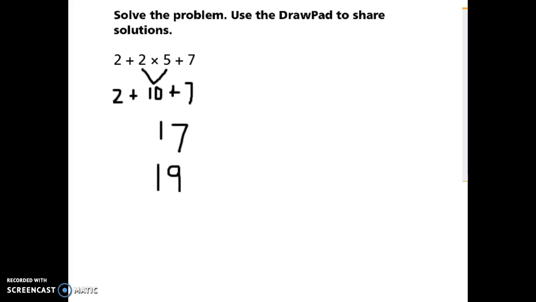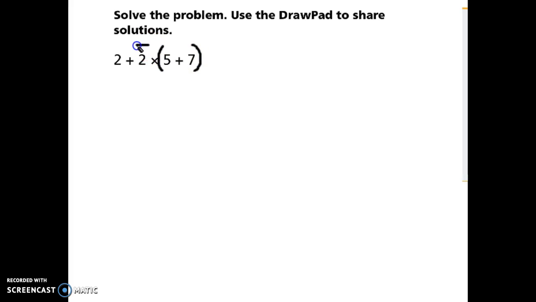Now, if I were to add brackets to this problem and parentheses, this would change my answer. So let's say I want to first solve the 5 plus 7, then I want to multiply that by 2, and then finally I want to add 2 to that. So parentheses is always solved for first.